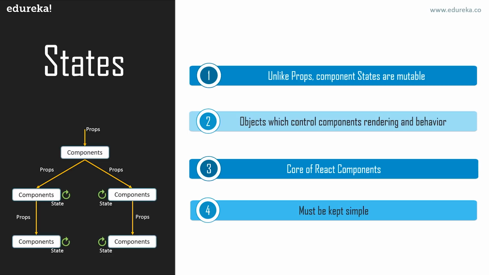As I mentioned, React components have another way to hold the data, which is called state. State is an object which controls the component's rendering and behavior. So states are the ones which handle or control the component's rendering and behavior, and you can say this is the core of any React component. As you can see on the screen, the component is central to any tree, and around it revolve the props and the state.